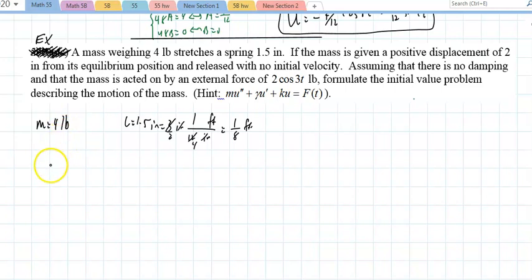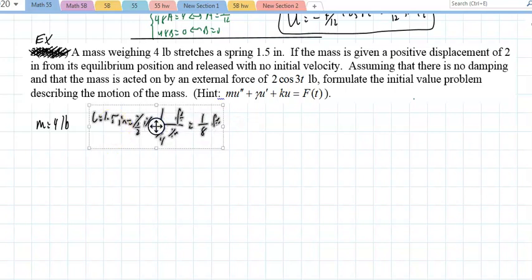Alright, and let me figure out everything else. Actually, let me write down everything else. What else is there? If the mass is given a positive displacement of 2 inches, the initial is a positive displacement of 2 inches.